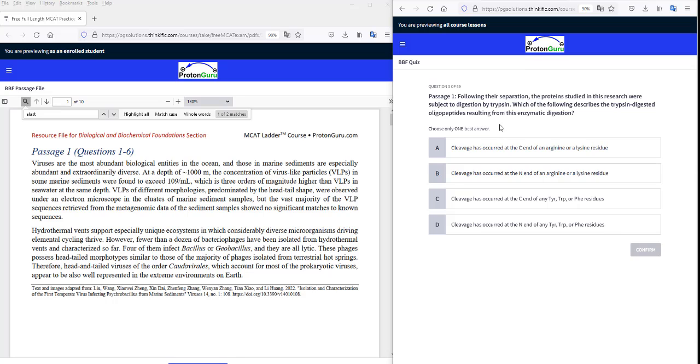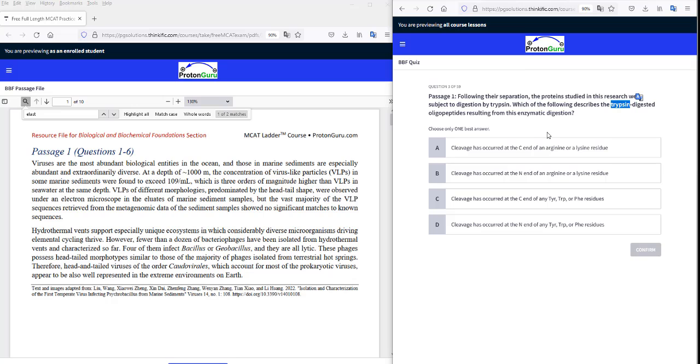Question 3. Following their separation, the proteins studied in this research were subject to digestion by trypsin. Which of the following describes the trypsin-digested oligopeptides resulting from this enzymatic degradation? Well, there are two very common enzymatic degradation approaches for peptides. One is chymotrypsin and one is trypsin. One of those will cut the amino acid chain next to an arginine or lysine. The other will cut next to one of the aromatic residues, specifically tyrosine, tryptophan, or phenylalanine. So which is which? We need to know that information.